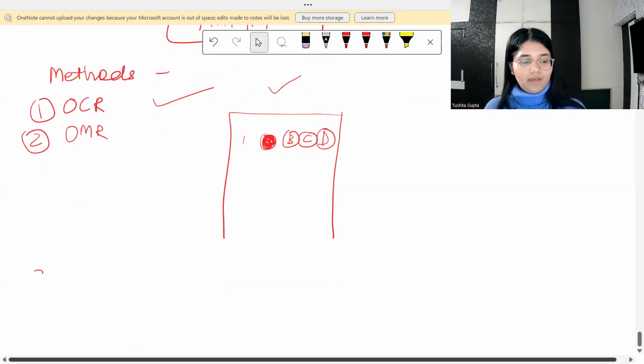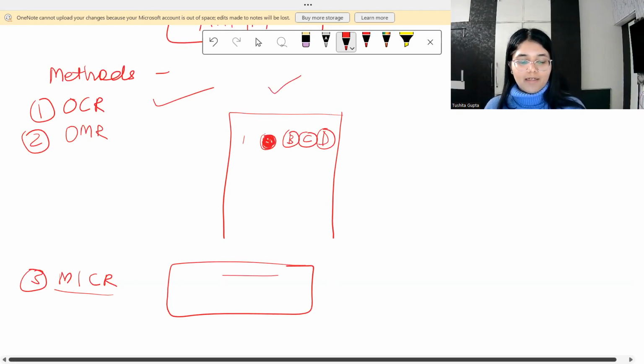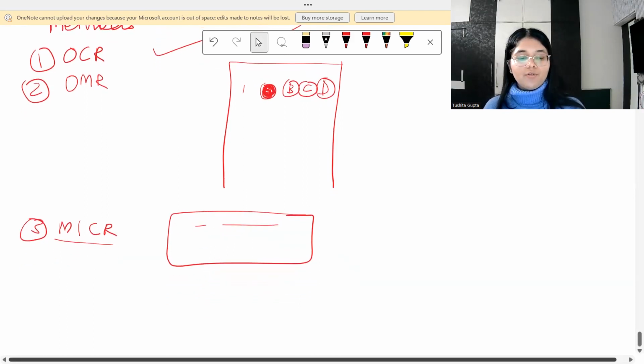Now the third thing that we have with the methods is magnetic ink character recognition. So this is MICR. If you have seen bank checks, you would see that there's a MICR code mentioned. So these are magnetic ink character recognition. This is actually used in the banking industry a lot. There are codes that are assigned, and on the checks, there are some letters which are written with magnetic inks. So this technology helps you to read the magnetic ink characters, and this also helps you to capture data directly.